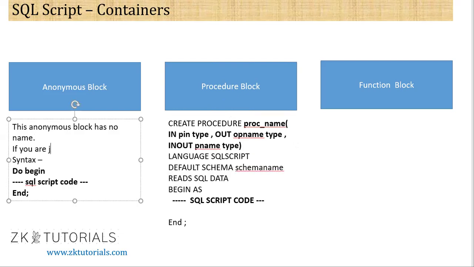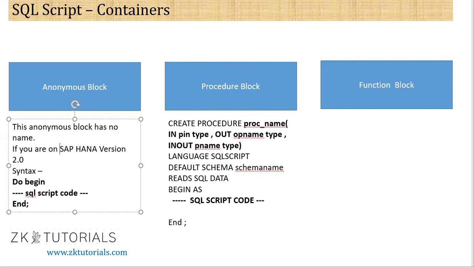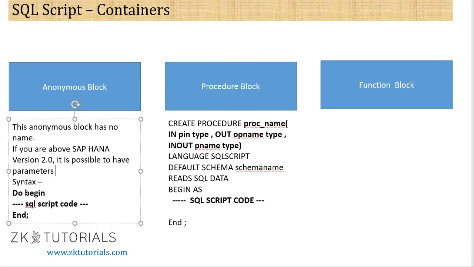If you are on SAP HANA version 2.0, above S/4HANA 2.0 version, it is possible to have parameters to your anonymous block. Okay, you can do that. I hope this is clear, guys.